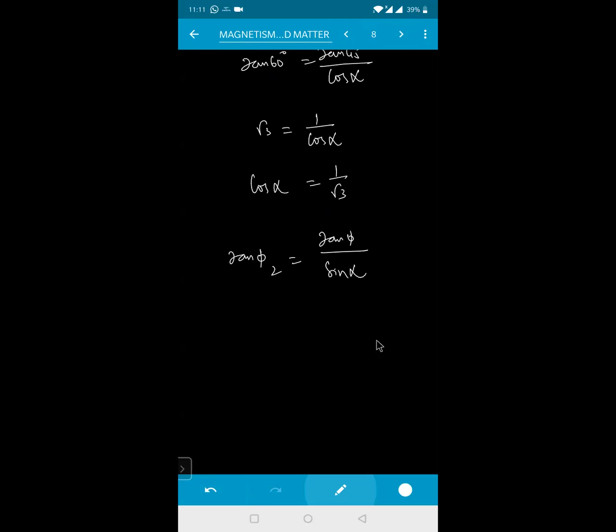So when I know the value of cos alpha, can I get the value of sin alpha? Yes, sir. So tan phi 2 will be equal to tan phi, which is 45 degrees, divided by sin alpha. Cos means what angle, beta? If I take the triangle like this, this is making an angle alpha. Which side by which side is cos? Sir, adjacent by hypotenuse. So the bottom is root 3, that means this is 1, and this one is root 3. This will be 1. So this will be?